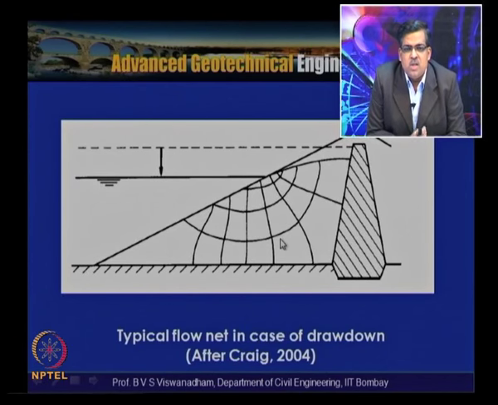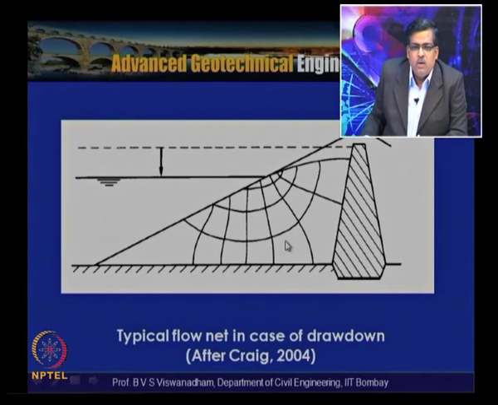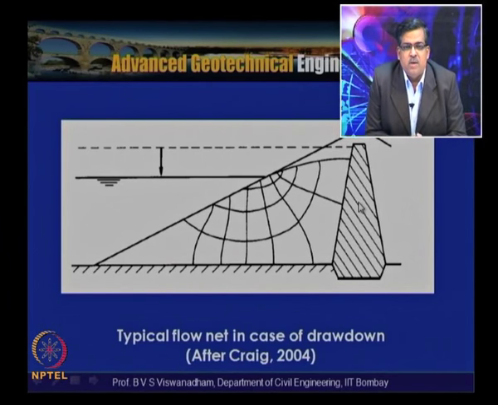For this particular flow line and flow net condition, we can do the stability analysis and see what the factor of safety will be for this drawdown, using the effective stress analysis parameters C dash and phi dash.